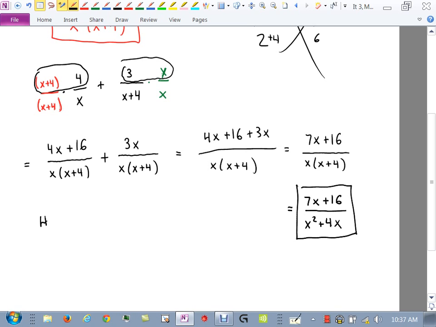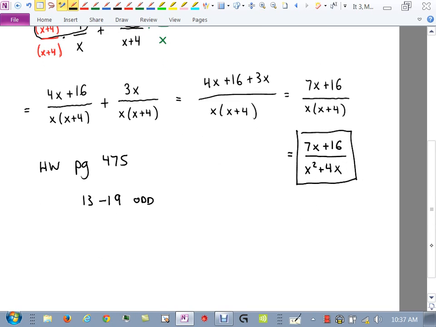Okay, homework for this. Starts on page 475. 13 through 19 odd. And I will give you a hint on these. Not a hint, it's not really hidden. On all of the problems here, they already have a common denominator. So you do not have to do what I just did here. I just wanted to expose you to this first, and then next week we'll come back and we will focus a lot on this. But I will say, when you do this, be careful, because when you put things together, it may still simplify and things may cancel out.